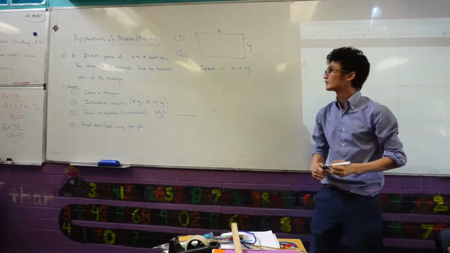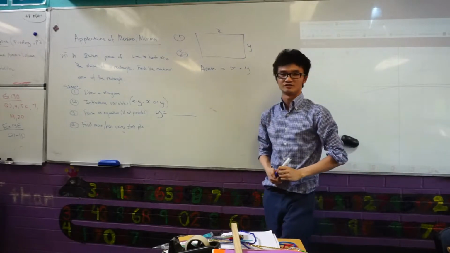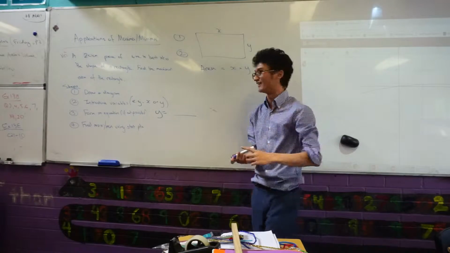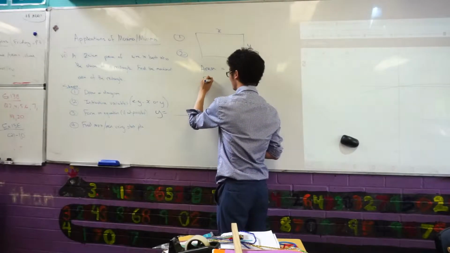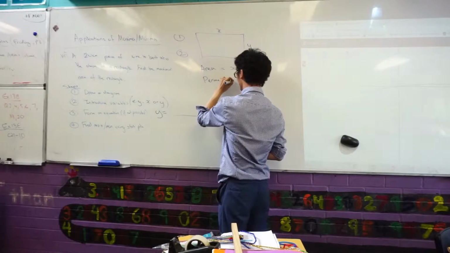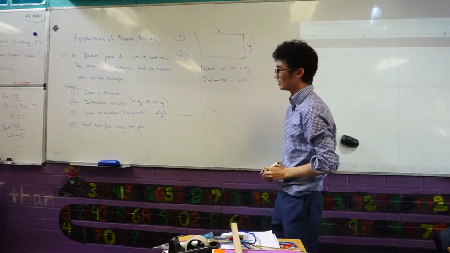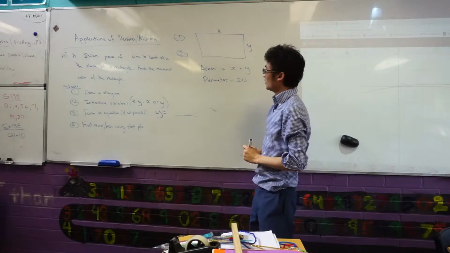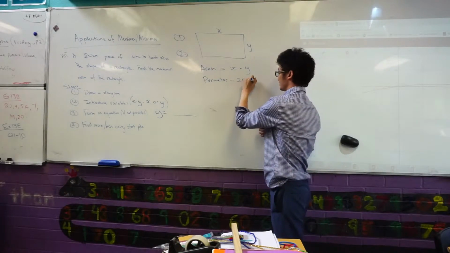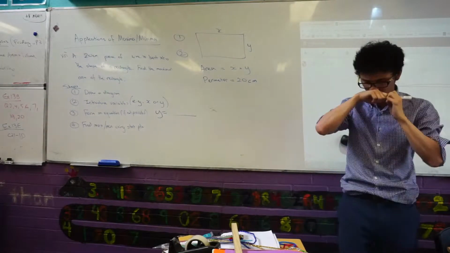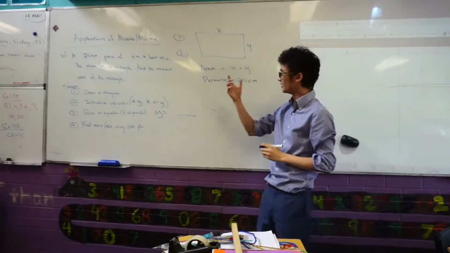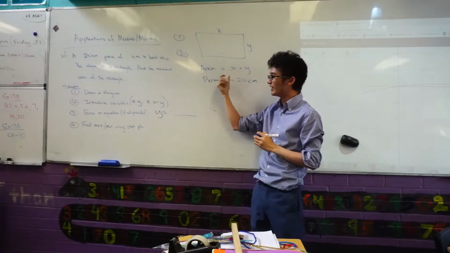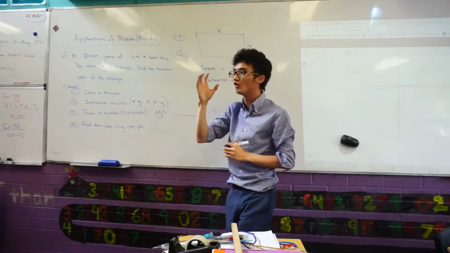Do I know anything else about this particular rectangle? 20 centimeters altogether. Ah, perimeter. Well done. The perimeter is equal to 20. Right, 20 centimeters, I guess. But remember, I don't want to just say that perimeter is equal to 20. I want to introduce my variables. I want my equation to involve variables.